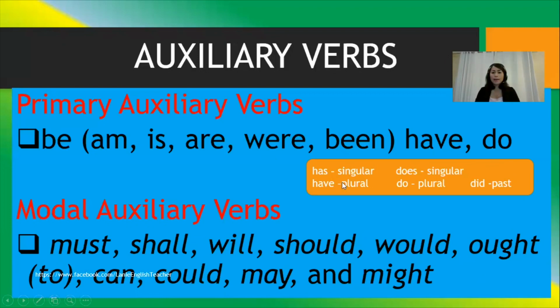So has, singular, have, plural in form, does, singular in form, do, plural in form, and did for past form. What about modal auxiliary verbs? What are these? These are must, shall, will, should, would, ought. Ought should go with the preposition to, like ought to. And then can, could, may, and might.